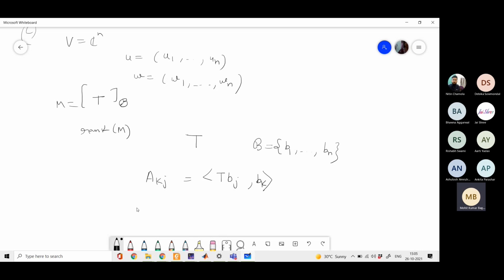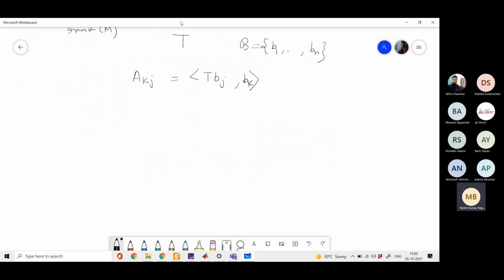So have you calculated this? You just apply this definition and you see this matrix comes out to be this. You just verify. Please verify how we are getting this matrix. But this matrix is this.